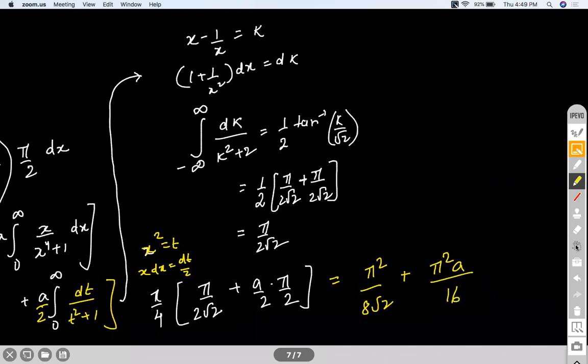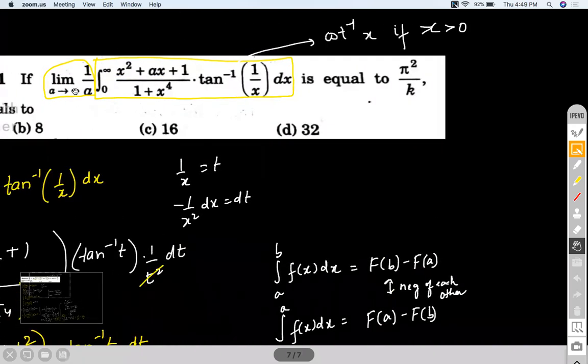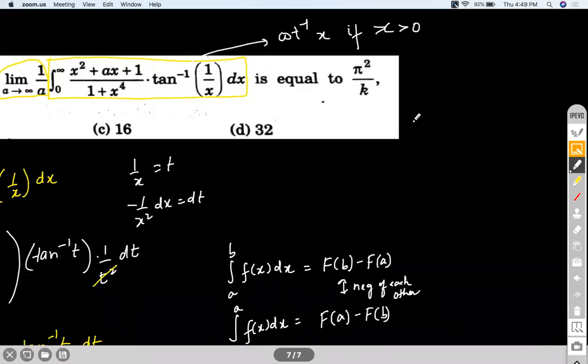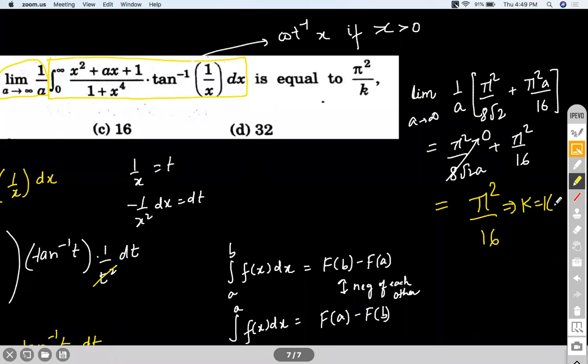Now, the question actually was to evaluate the limit of this multiplied with 1 by a. So let me finally use that. The limit of 1 by a times the result, the result being pi square by 8 root 2 plus pi square a by 16, as a tends to infinity. So that will become pi square by 8 root 2a plus pi square by 16. Now since a tends to infinity, this term will vanish, giving you the final answer as pi square by 16, which implies k is 16.